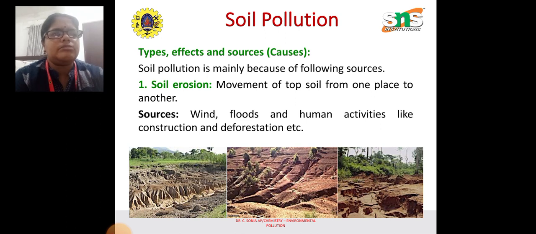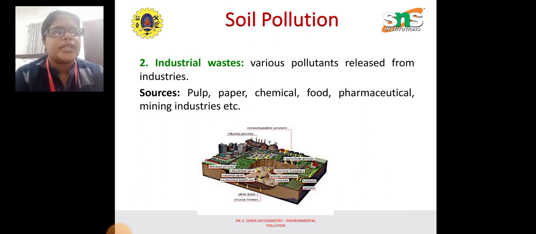So soil pollution is mainly because of the following sources, that is soil erosion. The movement of the topsoil from one place to another is known as soil erosion. The sources are nothing but the wind, floods, and human activities like construction and deforestation. Construction and deforestation have become the major issue. Industrial waste, various pollutants released from industries. Sources: pulp, paper, chemical, food, pharmaceutical, mining industries, and also many other industries contribute to the same.